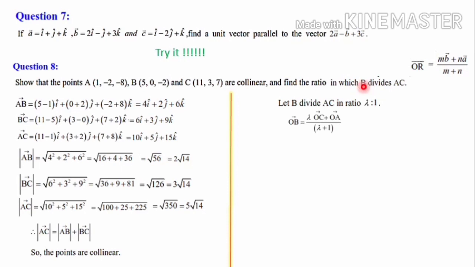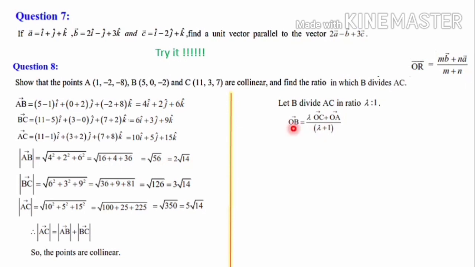That means we have to calculate the position vector of B, that is OB, which is equal to the first ratio lambda into the second vector, that is OC. The second point is C here. So the second position vector is OC plus, here n is 1, so 1 into the first vector OA, divided by the sum of the ratios, that is m plus n, which is lambda plus 1.